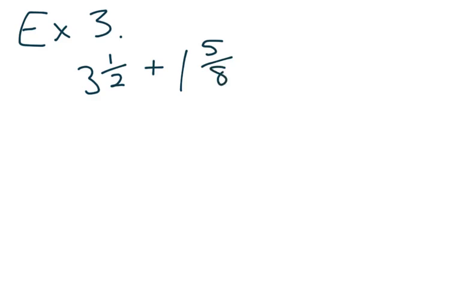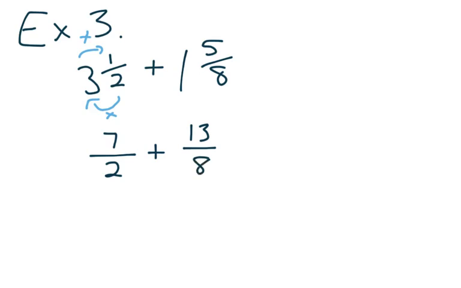So what we do when we have mixed numerals, the easiest thing to do is make sure we change them to improper fractions first. So to change them, we multiply the 2 and the 3. So multiply the denominator by the whole number, and then we add on the numerator. So we do 3 times 2 is 6, plus 1, that's 7 over 2. And we do the same here. 8 times 1 is 8, plus 5 is 13 over 8.